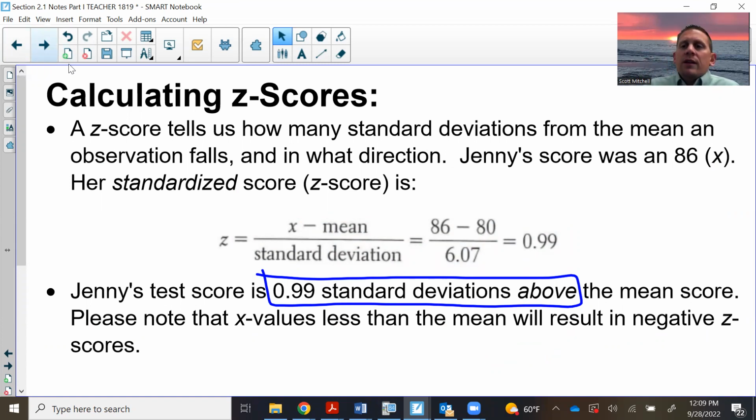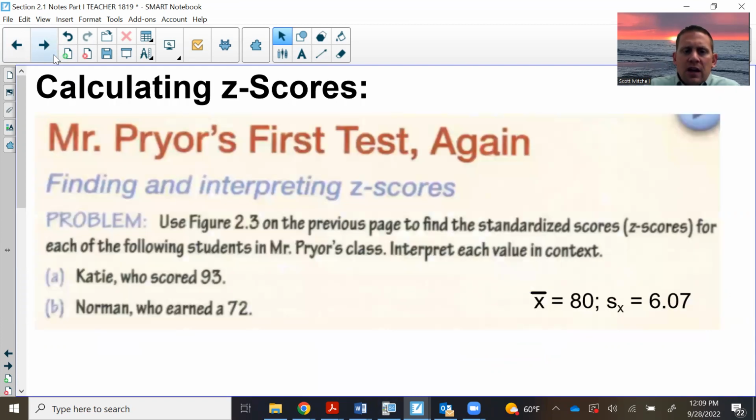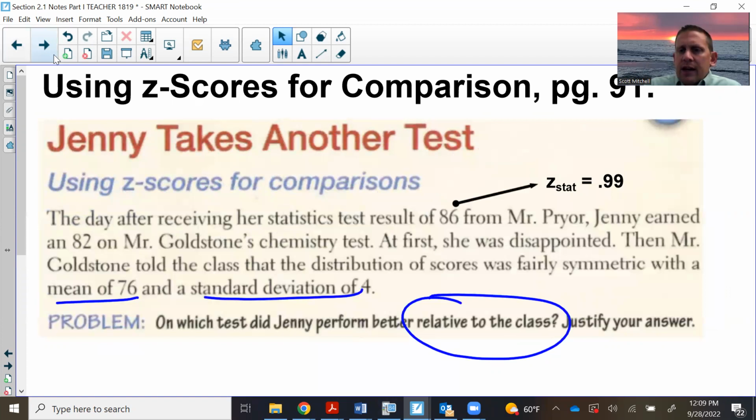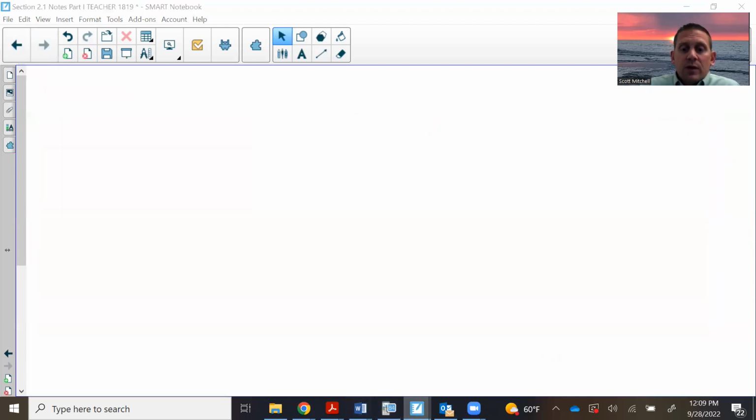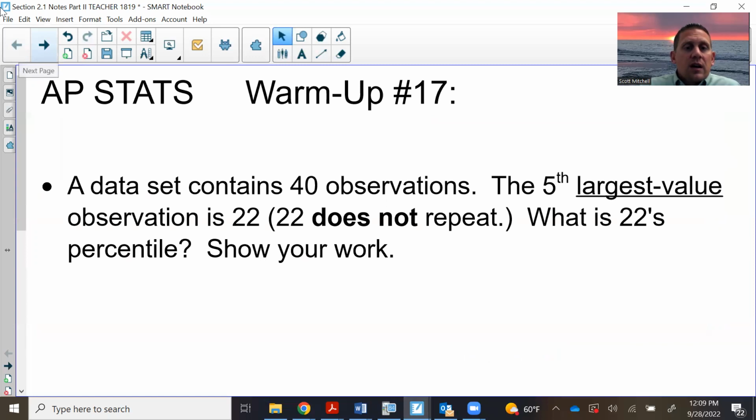So I know in the grade book, and sometimes that's all students care about is what's in the grade book. In the grade book, the stats test is better. Like an 86 is definitely better than an 82. But in terms of how everybody else did, the chemistry test was harder. So she actually did better on chemistry than she did on stats, if you're going to compare things on the same level. So chemistry test was harder and she did better on that. Let's keep going. A couple more things we need to talk about.